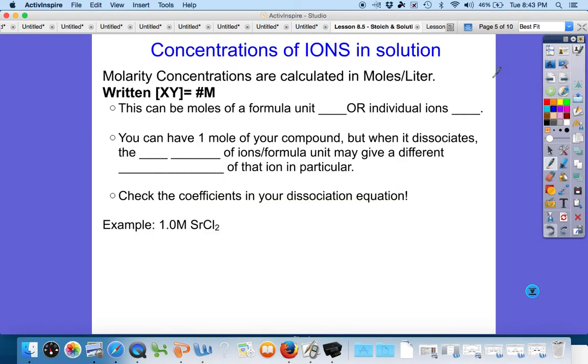So the concentration of ions in solution. Molarity concentration is calculated by moles per liter. This is often written with a bracket around your compound or your ion symbol and equal to the molarity number. So this can be a formula unit like sodium chloride, or it can be individual ions like our sodium ion, or our chlorine ion.